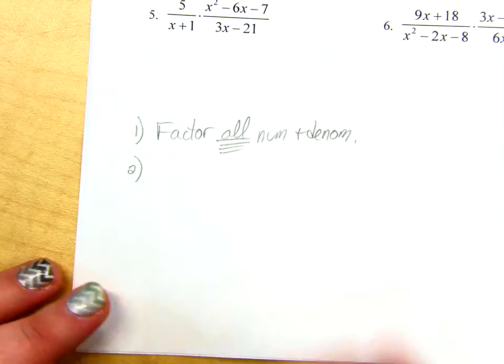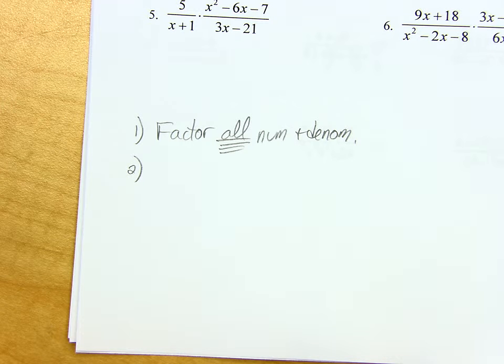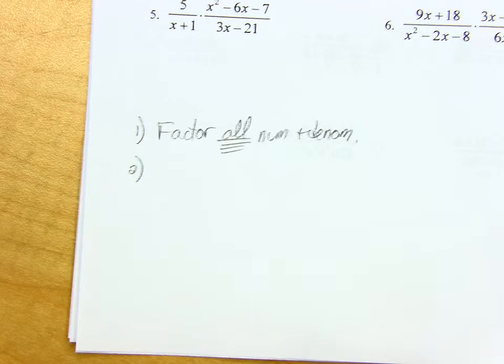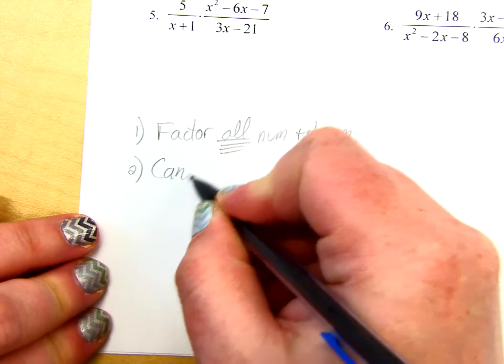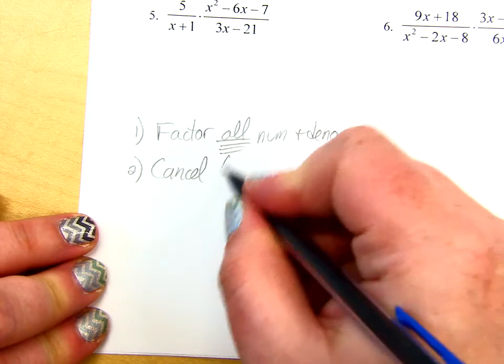Step 2, now you're going to cancel. It's really kind of like it's just one big fraction, even though there's more than one fraction. You're just going to cancel any factor on the top with any factor on the bottom. They can be in the same fraction. They can be in different fractions. It doesn't matter. You just need someone on top and someone on bottom.